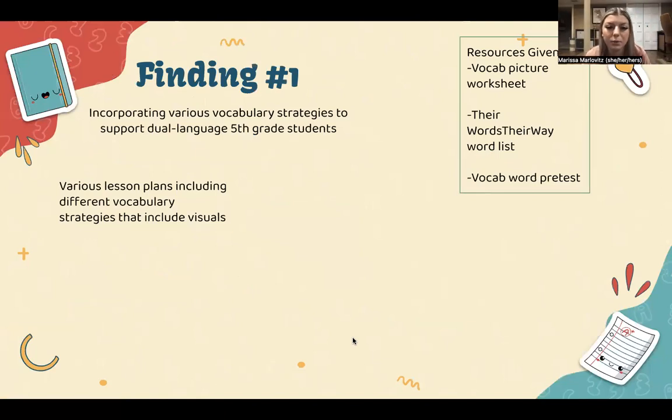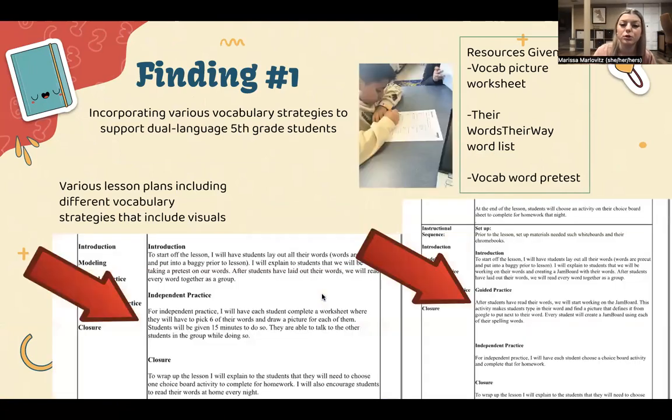So finding number one, incorporating various vocab strategies to support dual language fifth grade students. So I realized that you need a wide range of strategies for ELL students. You need either technology, hands-on, visuals. So I included 2 lesson plans where they both incorporated 2 different strategies.